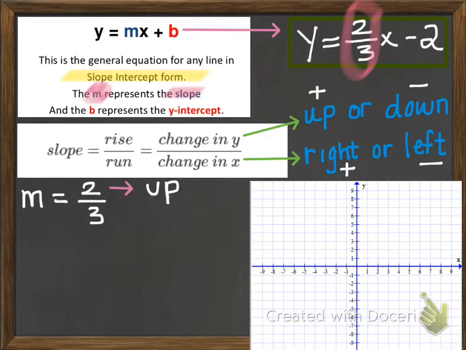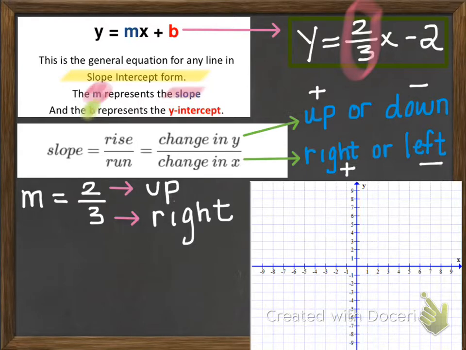In my numerator, I have a positive 2, which tells me to go up. And in my denominator, I have a positive 3, which tells me to go right. So now I know that I'm making movements of up 2 units and right 3 units. But that doesn't really help me until I know where to start. Like, where do I start my movements? Where do I start moving from?